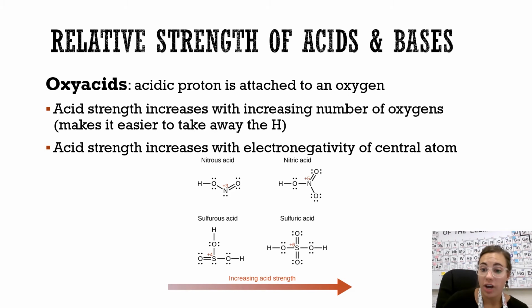Oxyacids were also covered in your POGIL. This is when the acidic proton is attached to an oxygen. The more oxygens there are, the stronger the acid is going to be because the oxygens pull everything away, making that hydrogen easier to be removed. Acid strength also increases as the electronegativity of that central atom increases for the same reason. It pulls the electrons towards it, making it easier for that hydrogen to be removed.